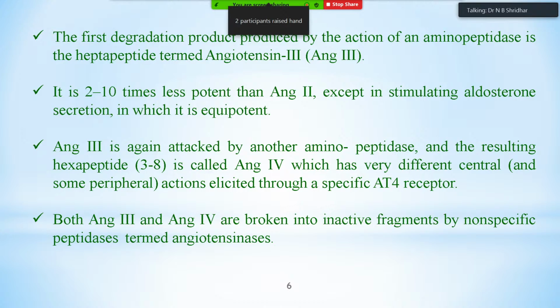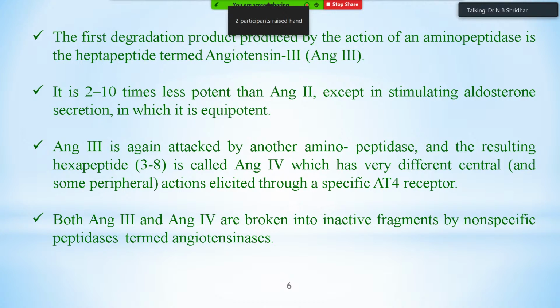receptors. Both angiotensin 3 and 4 are broken into inactive fragments by non-specific peptidases termed angiotensinases. So these also have some biological interference. So we have many pharmacological sites, starting from conversion of angiotensinogen to angiotensin 1, then 2, 3, 4, and a variety of steps can be inhibited. Both angiotensin 3 and 4 are broken into inactive fragments, especially by the angiotensinases.